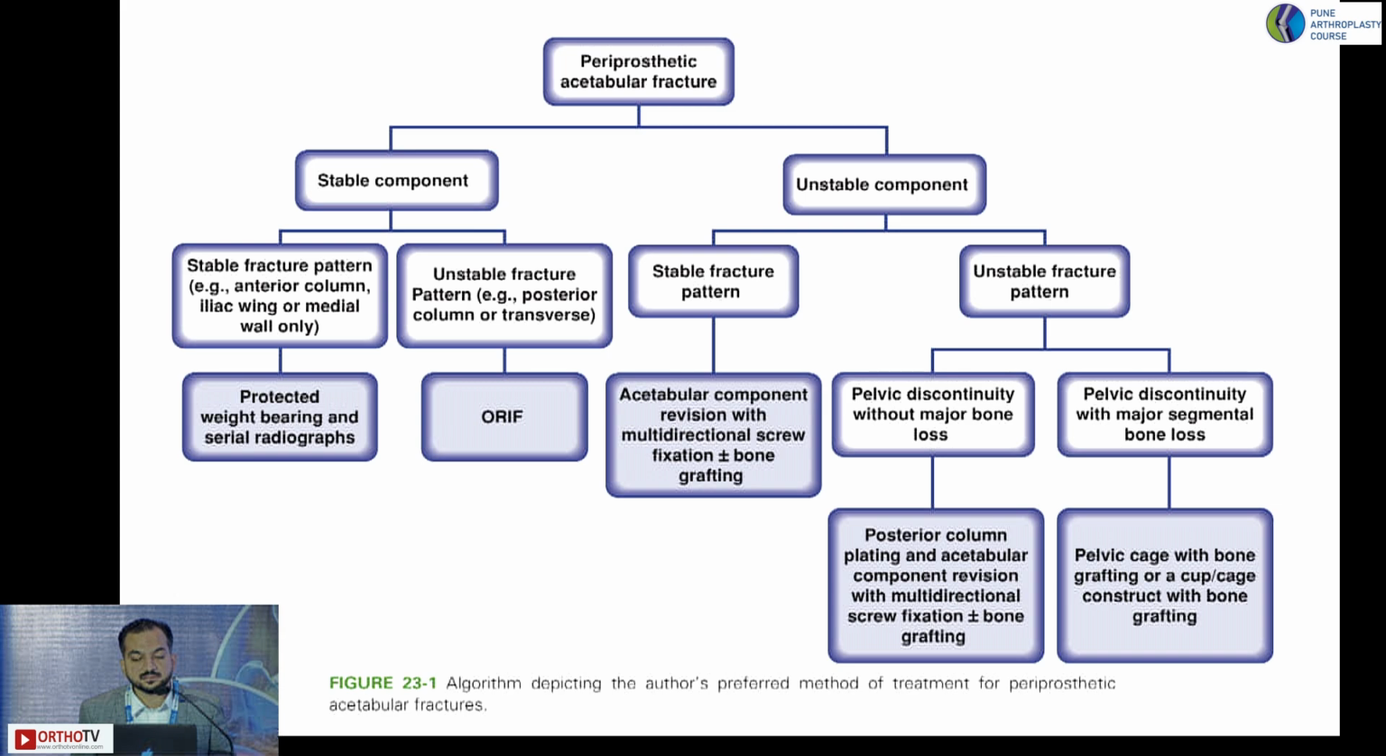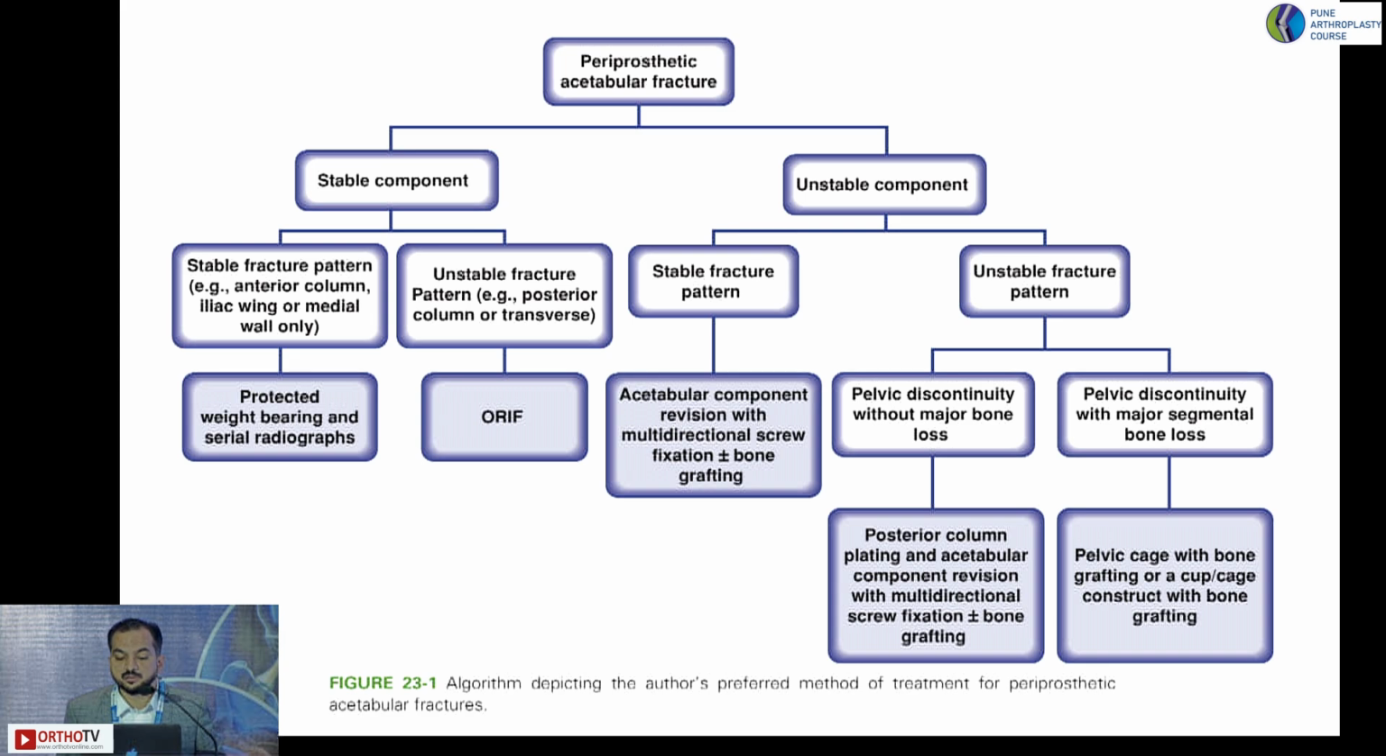To summarize, it can be divided into stable and unstable. For stable fracture patterns, we can do just protected weight bearing and serial radiographs over a period of 6 weeks. For unstable, it will require open reduction internal fixation. For unstable component with stable fracture pattern, acetabular component revision with multi-directional screw fixation, sometimes with bone grafting.